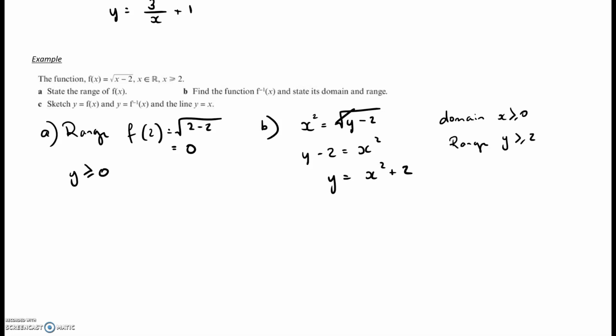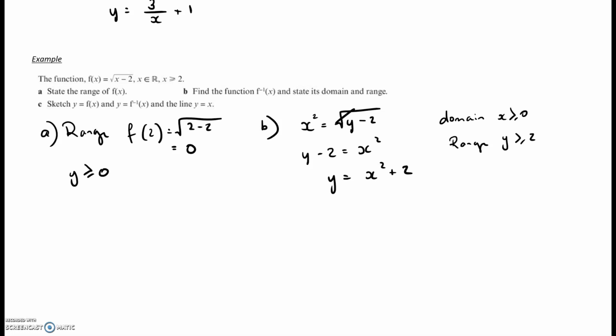My domain in this case is equal to the range of the original, so that's x is greater than or equal to 0, and the range is the same as the domain of the original, so y is greater than or equal to 2. We can see that would be true because if we subbed in 0 into this, we would have 2, so we're looking at all values of 2 and bigger.